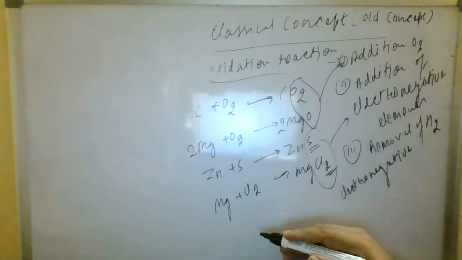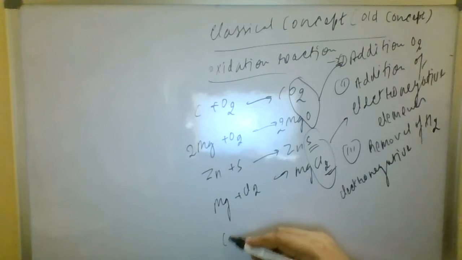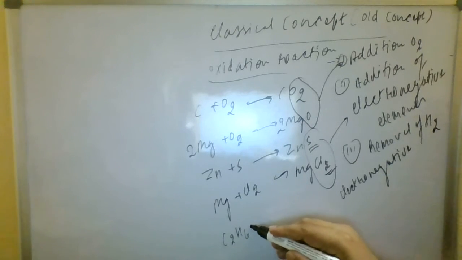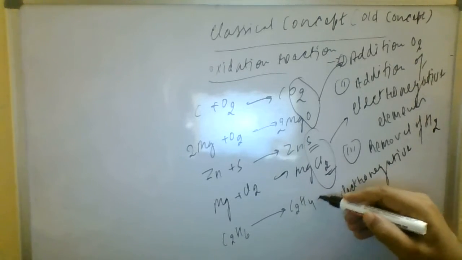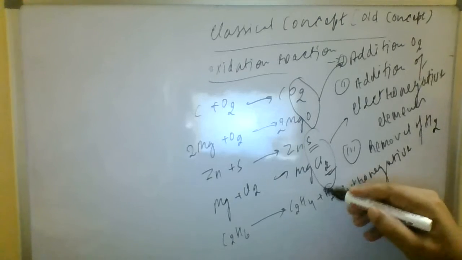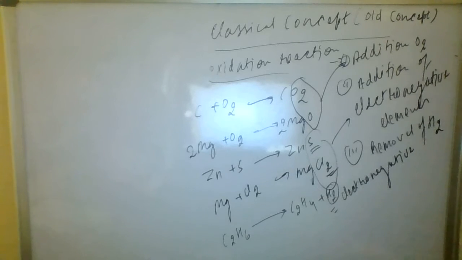Suppose we have C2H6, and if you are doing some chemical change and it forms C2H4 plus H2, so removal of hydrogen is there. So this is also an example of the oxidation reaction. Whether you are adding an electronegative atom or oxygen atom, that is oxidation, meaning addition of oxygen. And secondly, if you are removing the hydrogen atom, an electropositive element, that is also oxidation.